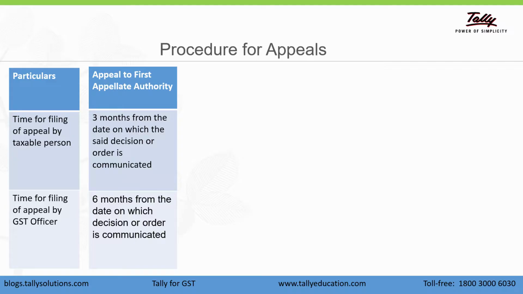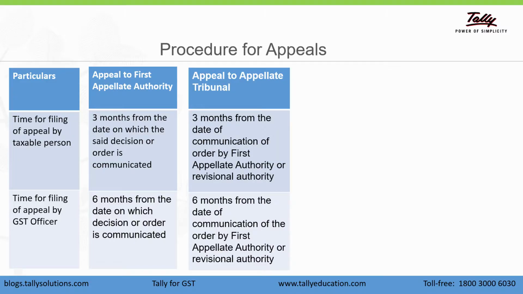is communicated. In case of an appeal to the appellate tribunal, a person must file an appeal within 3 months from the date of communication of order by the first appellate authority or a revisional authority, that is, the Commissioner or Chief Commissioner. In the case of a GST officer, it is 6 months from the date of communication of order by first appellate authority or revisional authority.